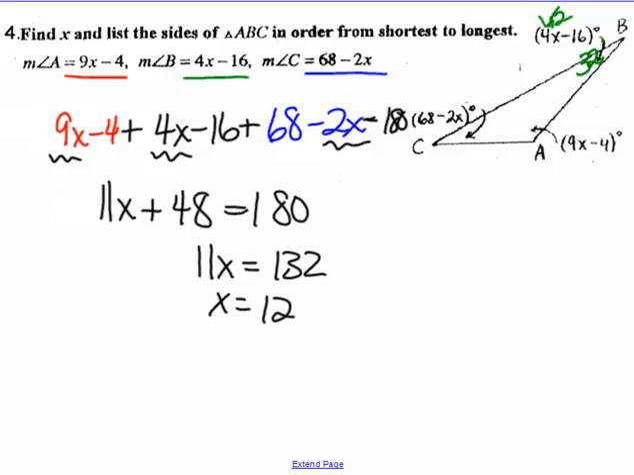For angle C, we've got 68 minus 24, which turns out to be 44. And then we've got angle A, which is 9 times 12 minus 4, which works out to be 104.